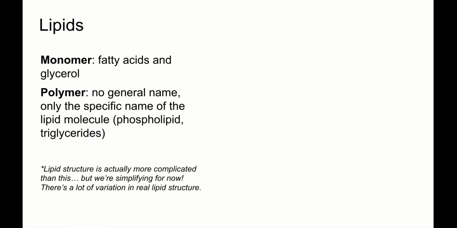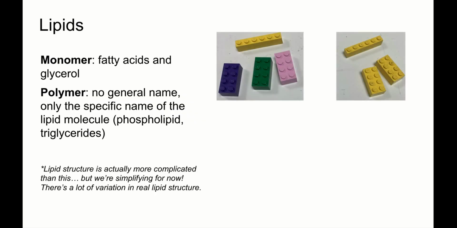And just so you know, lipid structure is actually more complicated than this. We are simplifying this for now. There's a lot of variation in real lipid structure, but you can ignore that for now. So here are some new Legos that I'm using to represent lipids and how we build them. We can see our monomers all separated right now. And these long skinny molecules, those are glycerol monomers. And then these shorter, fatter Legos, those are fatty acids.